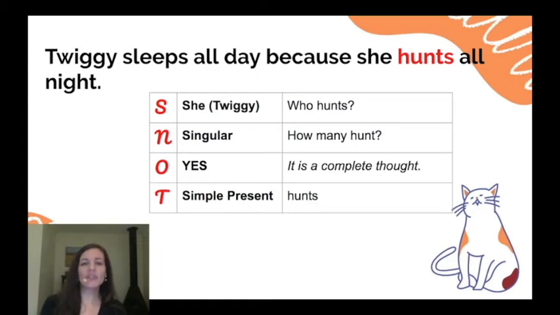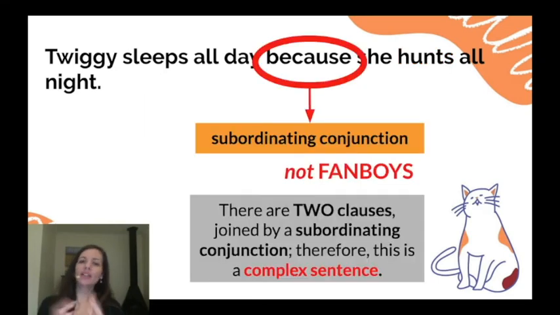So now I do have two clauses, but how are they joined together? Can you find the conjunction? It is, of course, because. And we know that this is a subordinating conjunction. Like I said, it isn't one of the fanboys. The B stands for but, not because. So it's not one of the fanboys. I know it's subordinating. I have two clauses joined by the subordinating conjunction, so it is complex.